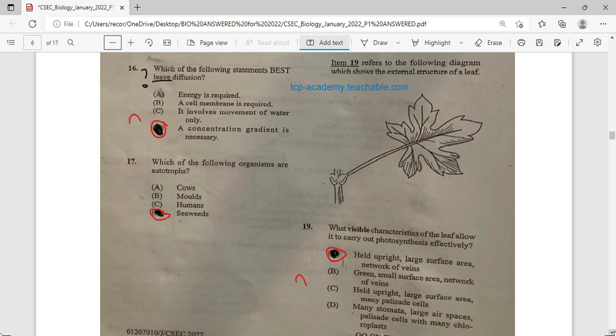Number 16 seems as if something was missing from the question. Which of the following statement best leave diffusion? I don't understand either, but I am going to go with D. Diffusion requires a concentration gradient as it is moving from high to low concentration. 17. Which of the following organisms are autotrophs? Of course, the answer here is going to be seaweed.